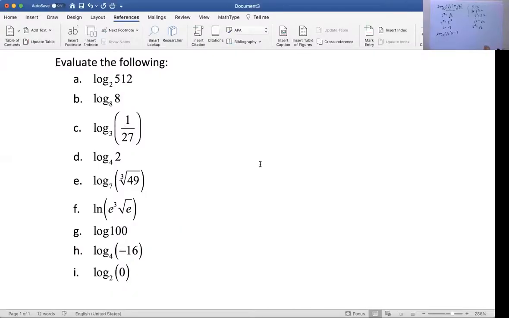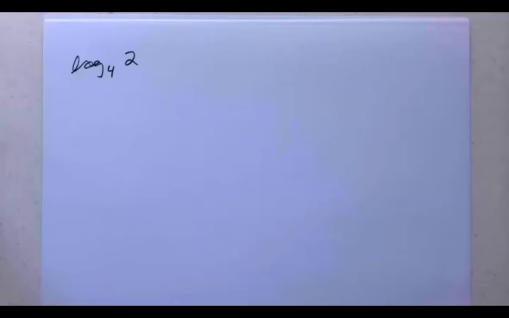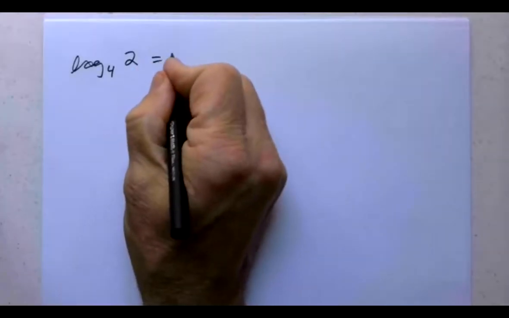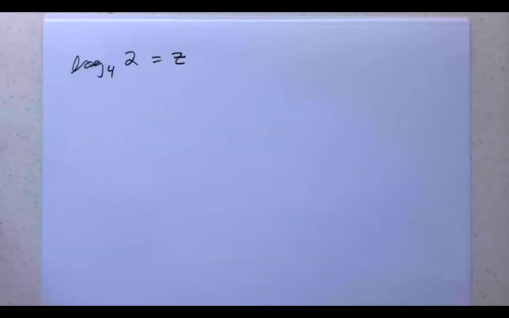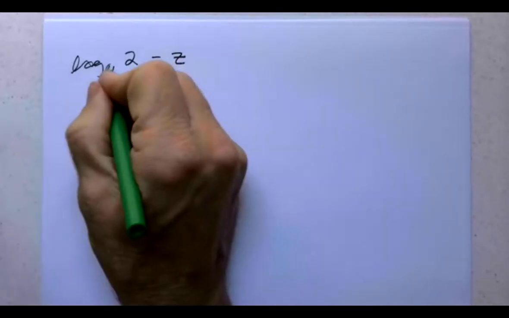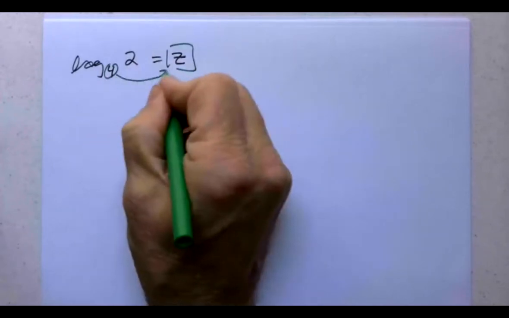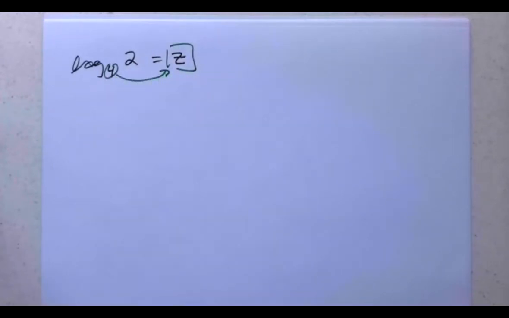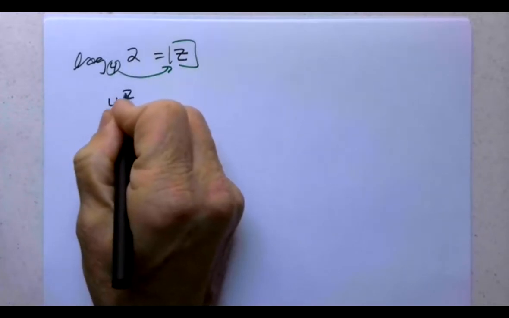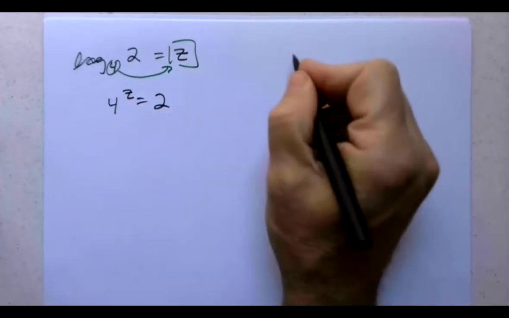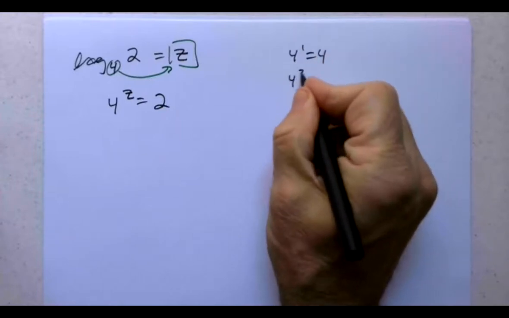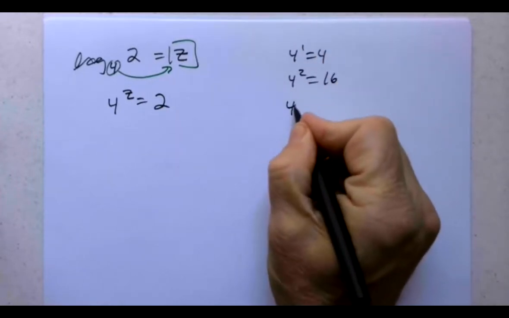Log base 4 of 2. It's a little more challenging. Log base 4 of 2 is z, so 4 to the z, circle the base, box around the exponent. 4 to the z equals 2. You'll notice 4 to the first is 4, 4 to the second is 16, 4 to the third is 64. You're not going to come up with 2.